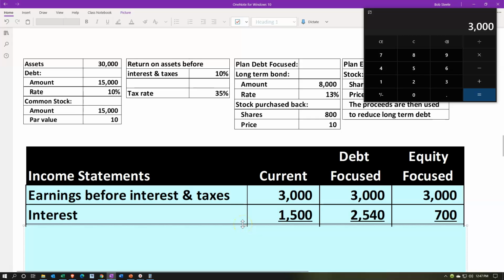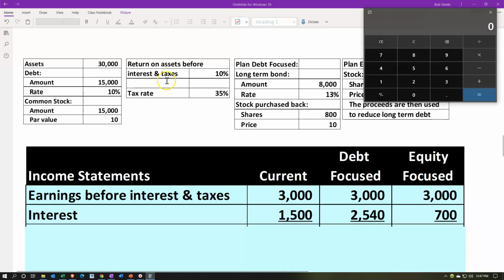So the interest under the current plan, before we do anything: we currently have debt outstanding of 15,000 and we pay 10% interest, times 0.1. That means we're paying 1,500.